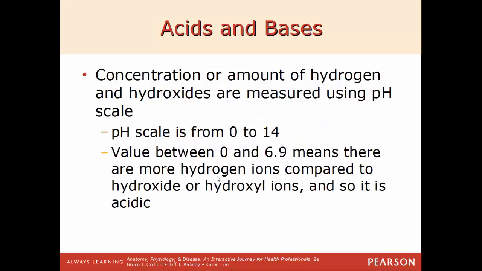Alright, the concentration of acids and bases is measured on what's called a pH scale. And this is a number scale from 0 to 14. And these numbers will represent the amount of hydrogen or hydroxide within that compound. The lower numbers, 0 to 6.9, are considered acidic because they have more hydrogen ions. And the lower the number you get, the stronger the acid is.